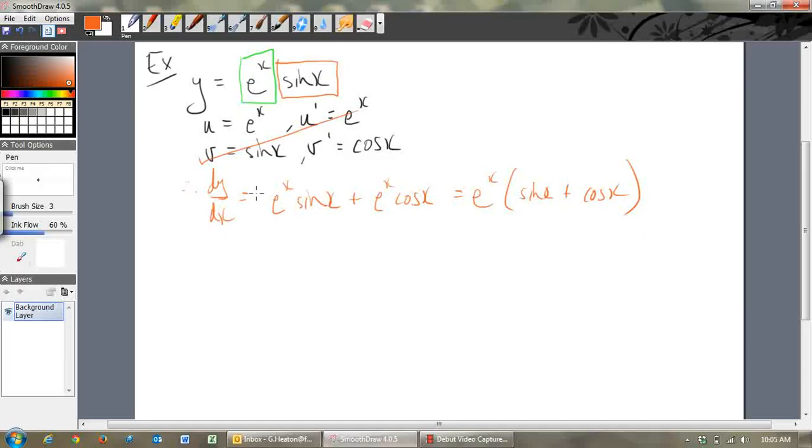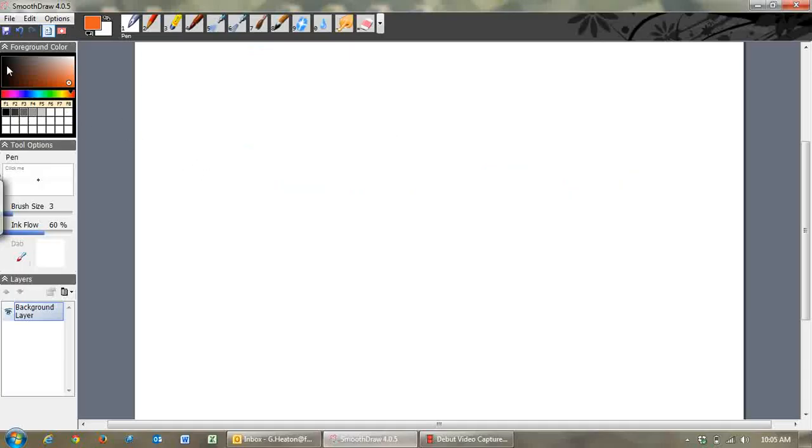Okay, so there you go. So there's the product rule. Nice and simple. Let's do an example of the quotient rule. So we'll find the derivative with respect to x of log e x times tan x. Okay, so find the derivative with respect to that.